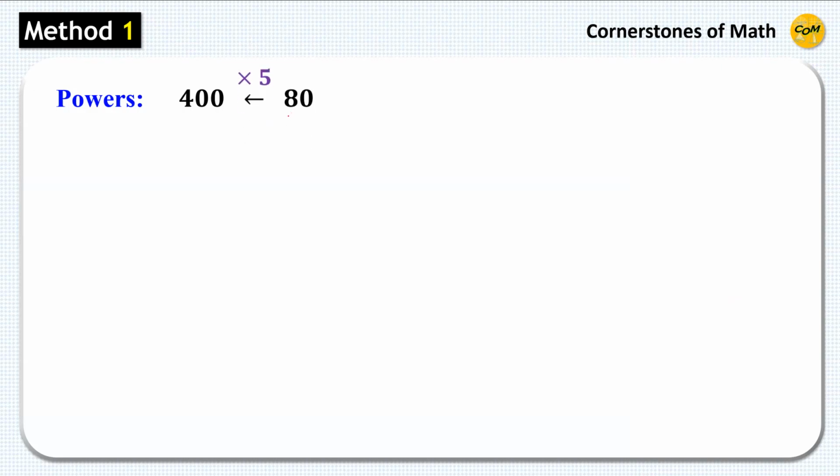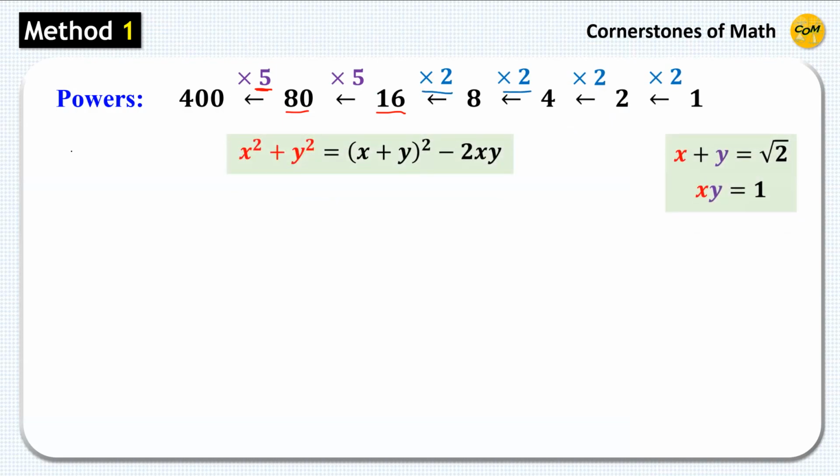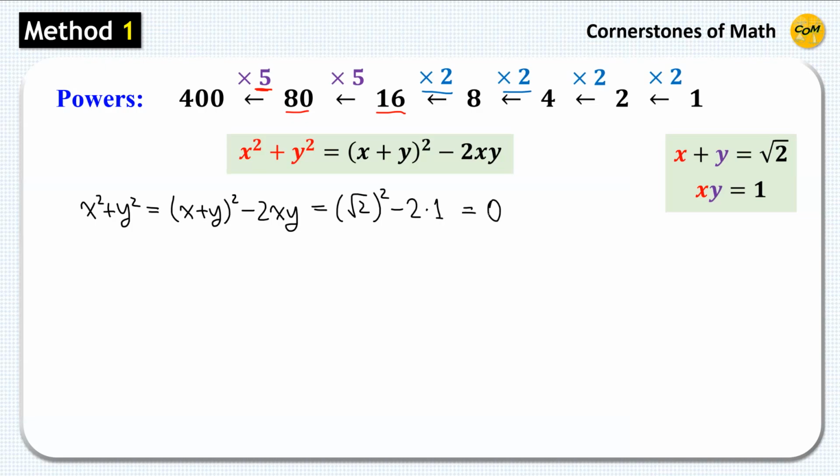And now we have the complete strategy as to how to obtain the 400th power. We can obtain the 400th power by starting from the 80th power and increase it by the factor of 5. Similarly, the 80th power can be obtained from the 16th power by increasing the power 5-fold. And obtaining the 16th power is easy. We can just repeat simple doubling the power process. Therefore, we start by using the formula for the sum of squares to obtain x squared plus y squared is equal to square root of 2 squared minus 2 times 1, which gives 0.